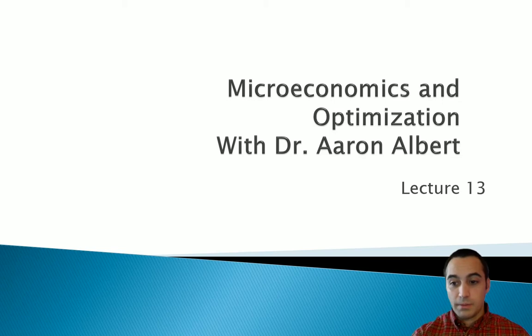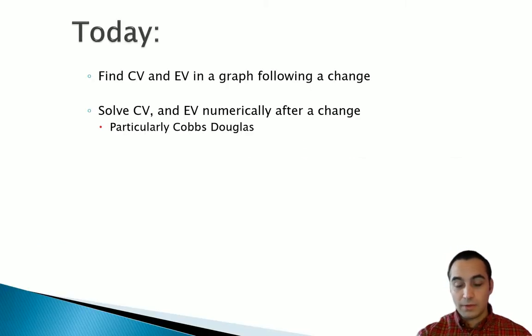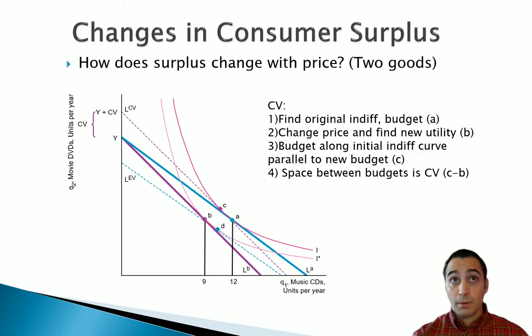Let's learn some econ. So today's goal is to continue our discussion of CV and EV, particularly trying to solve using Cobb-Douglas utility functions. So you might remember from before that CV and EV are measuring largely the same thing, namely how many dollars better or worse off we are after some sort of price change has occurred.